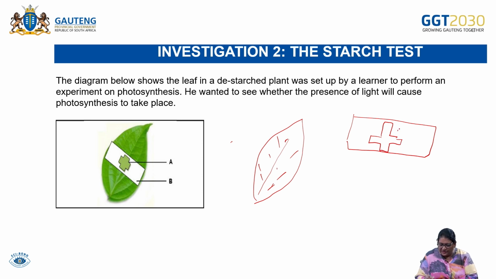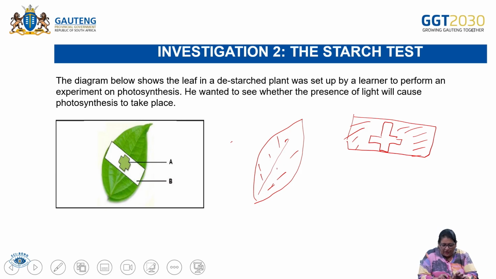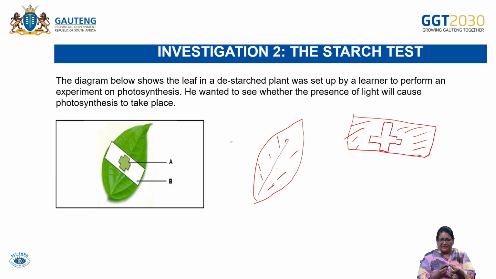So here's the foil. All this is foil, and here is a cross. So that is the pattern cut through the foil so you can see through it. You'll see that cross through this foil. Now you're going to take that piece of foil and place it over this leaf all around. So even the back will have the foil, and there's only that part with an opening that's going to allow light to pass through. So part A is exposed to light.